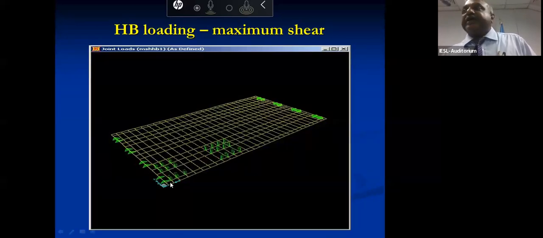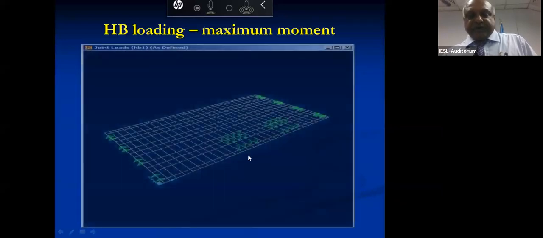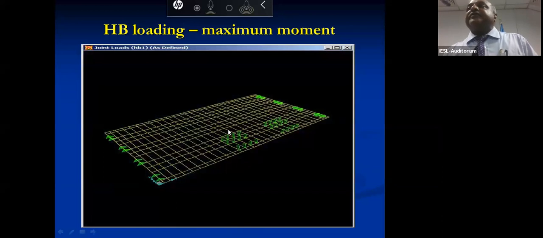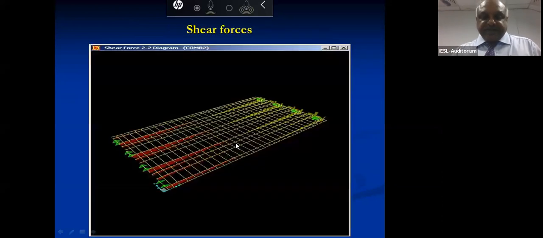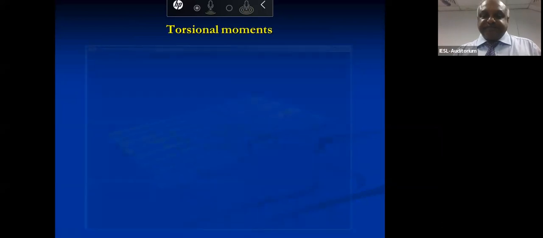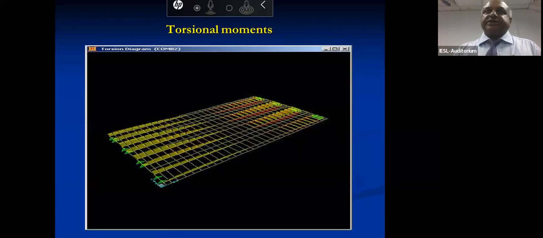And here you can see the vehicle has been placed. Four axles have been placed, two axles very close to the support. Whereas in this one, when you want the maximum moment, we place the vehicle in the middle of the bridge. And then you will end up with bending moments, shear forces, and torsional moments.